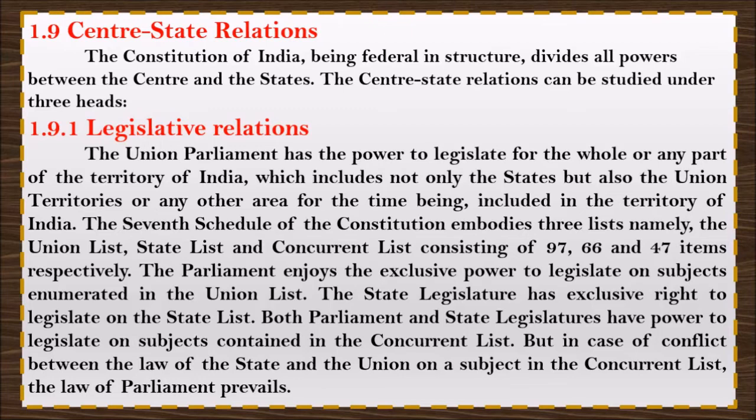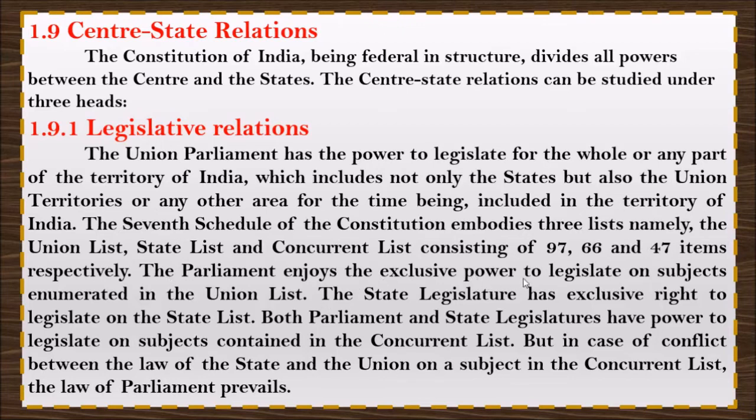Okay. The 7th Schedule of the Constitution embodies three lists, namely the Union list, the State list and the Concurrent list. Concurrent means parallel. These three lists have 97, 66 and 47 items respectively.